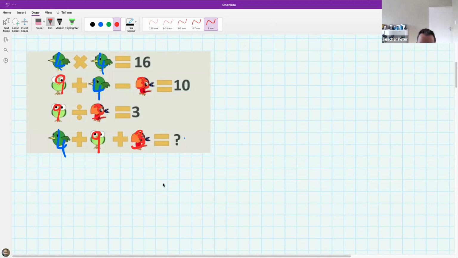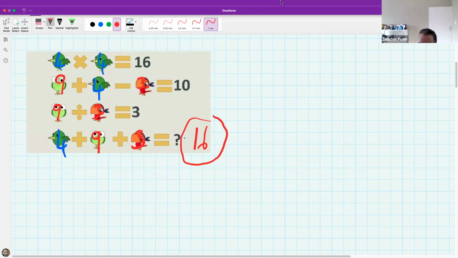What are my 3 Angry Birds going to be? They are going to be, so it's plus plus, so it's 16. Yep. So if everybody asks you how much are 3 Angry Birds, you can say they are 16.